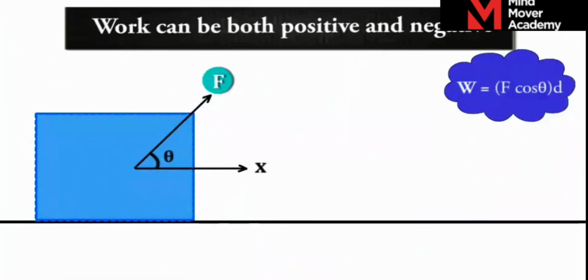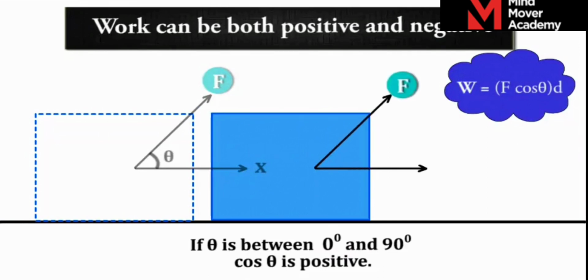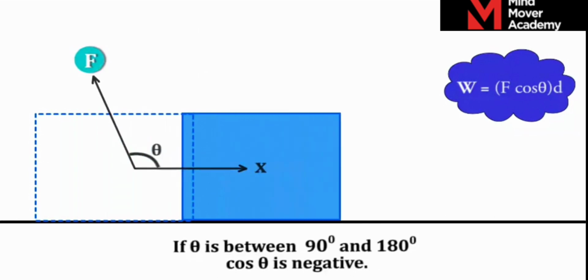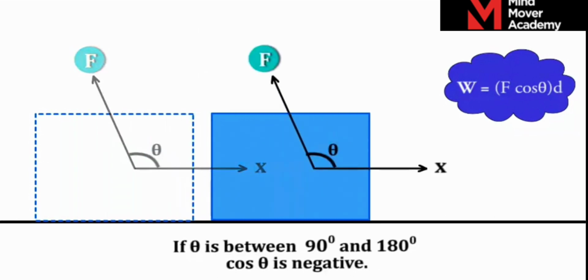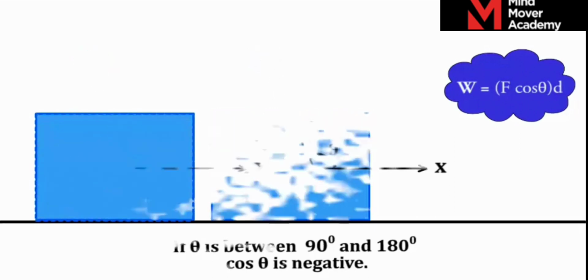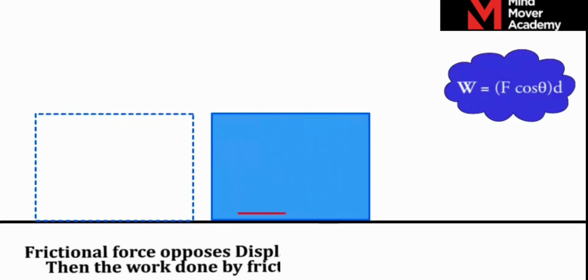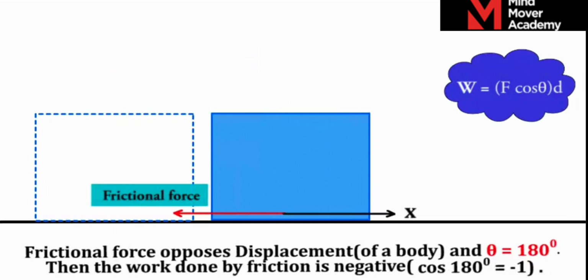Work can be both positive and negative. If theta is between 0 degrees and 90 degrees, cos theta is positive. If theta is between 90 degrees and 180 degrees, cos theta is negative. In many examples, the frictional force opposes displacement of a body, so in that case, theta is equal to 180 degrees. Then, the work done by friction is negative, that is, cos 180 degrees is equal to -1 in that case.